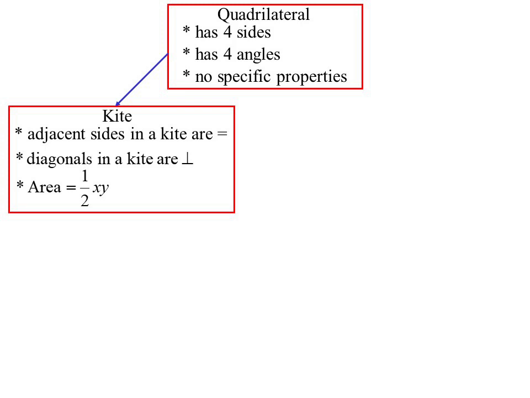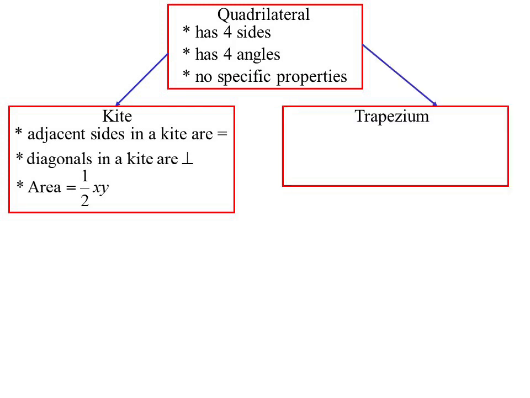So that's half xy, where x and y are the length of the diagonals. Over the other side, we branch to the trapezium. It has 1 pair of parallel sides. And we have our area formula for a trapezium, half the perpendicular height, (a + b), where a and b are those parallel sides.